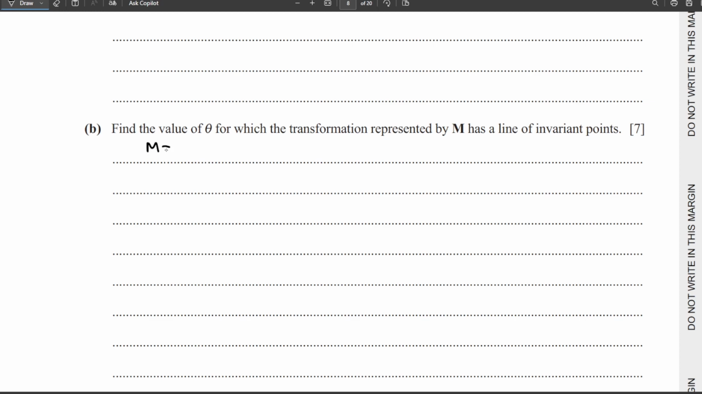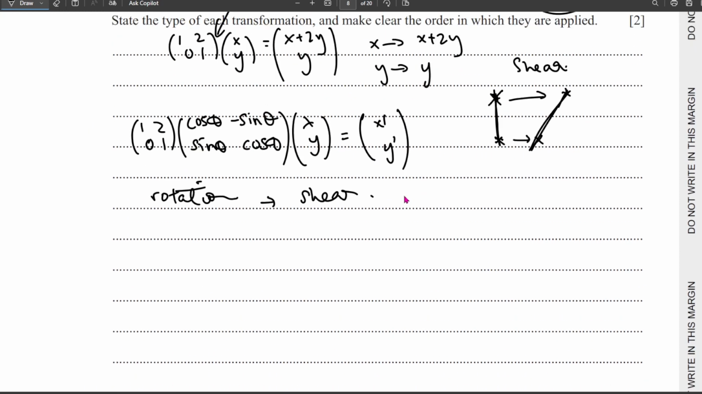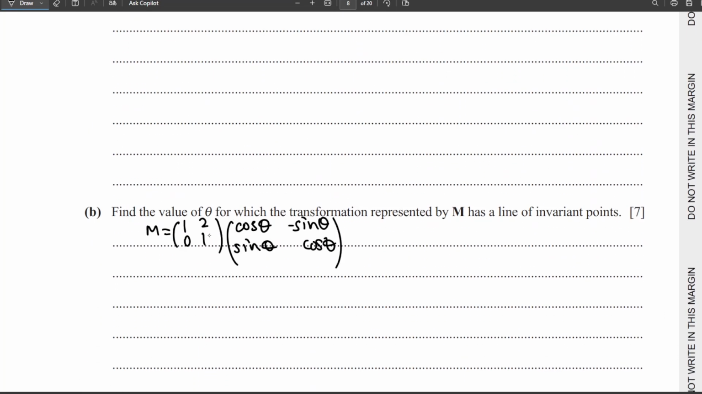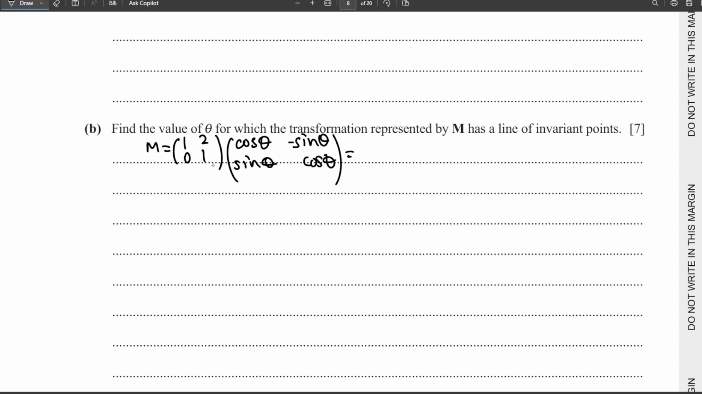So let's first do the matrix multiplication for M. I hope you guys can follow the matrix multiplication. You have the row multiplied by the column. So 1 cosine, 2 sine, cosine, 2 sine.